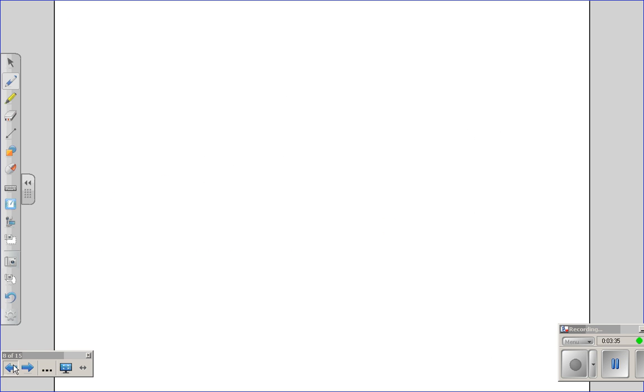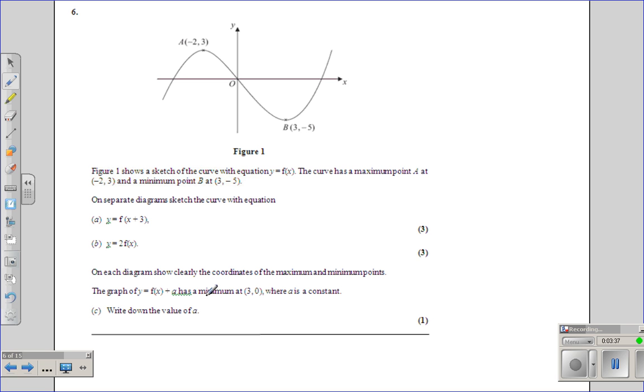Part C, if we go back, it's here. It says the graph of y equals f of x plus a. Remember, this is f of x. So f of x plus a has a minimum point at 3, 0, which is here, where a is a constant. Write down the value of a. It's just 1 mark, so it must be straightforward. It's saying it has a minimum at this point here.